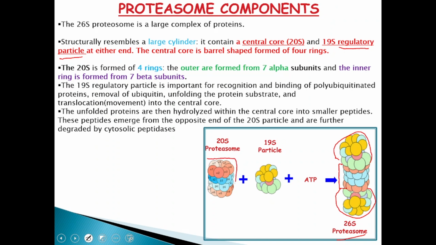If we look at the structure of the core, it is a large cylinder, made up of 4 rings, 1, 2, 3, 4. The outer 2 rings are made up of alpha subunits, 7 alpha subunits, and the inner 2 rings, the ones that you see in blue color, are formed by beta subunits, 7 each. So alpha 7, beta 7, another beta 7, and then alpha 7. Okay, that's the central core.